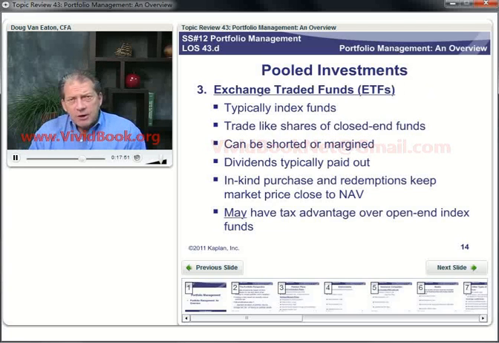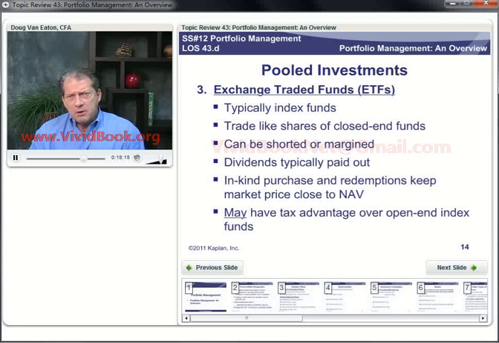And we talked about open-ended and closed-ended funds. More recently, there's been a great rise in the popularity of exchange-traded funds. Now, most of these are index funds. They're typically index funds. And they trade on exchanges or over the counter like shares of closed-end funds or like any shares of stock. They can be shorted. They can be purchased on margin. The dividends on these are typically paid out.